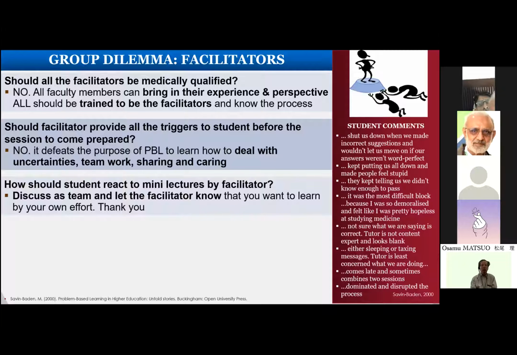How should students react to mini lectures by facilitators? Okay, this is a bit tricky, but you have to tell the facilitator about it, discuss as a team and let the facilitator know that you want to learn it by your own effort. And they are going to ask the facilitator for help as and if required.